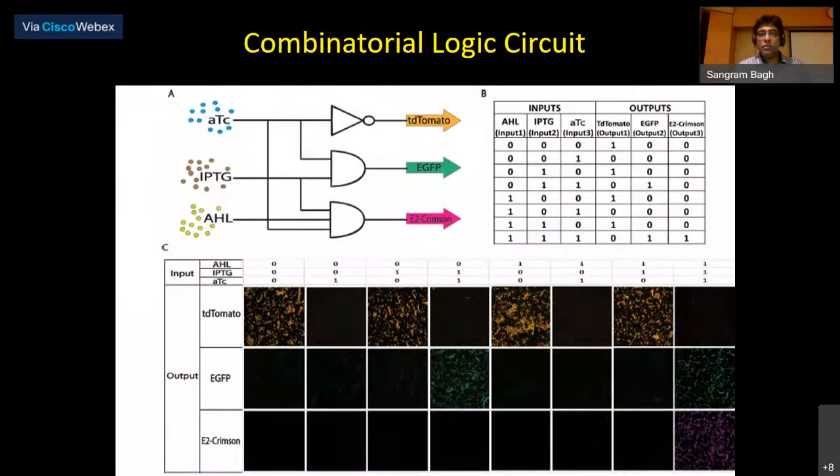So first I'll tell you the results. This is the whole circuit, and it has 3 chemical inputs: ATC, IPTG, and AHL. Those are all small molecules, and these biocircuits are made inside the bacteria E. coli. These are your inputs, and here is the output. We developed the circuit, put it in the E. coli cell, and when we do this experiment, you can see these results.